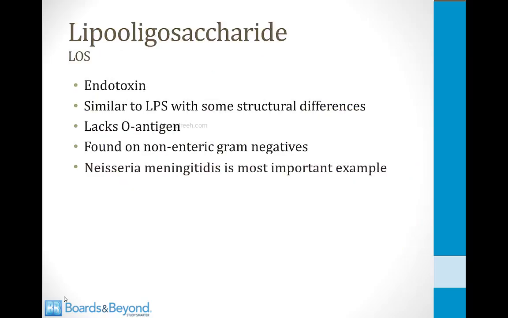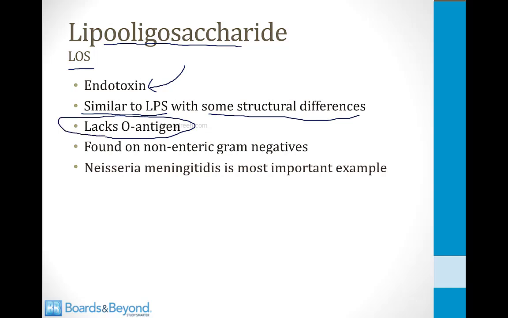There are some gram-negative bacteria that do not have endotoxin made up of lipopolysaccharides, but instead their endotoxins are made up of a compound called lipo-oligosaccharides, or LOS. These are very similar to LPS. They're still endotoxins. They still trigger an immune response. They just have some structural differences. For example, they generally lack the O antigen. And these LOS are found on non-enteric gram-negatives.